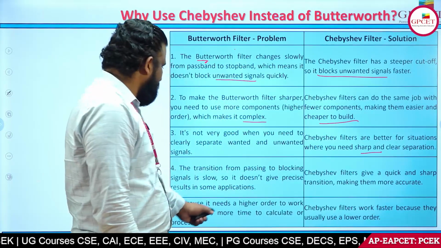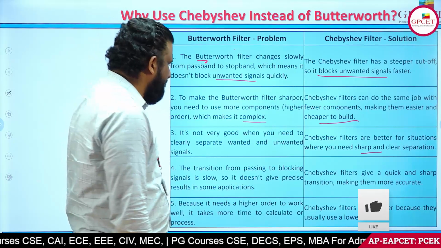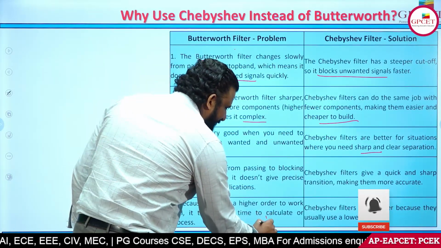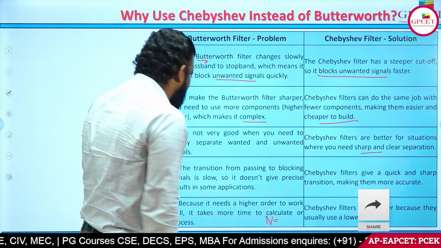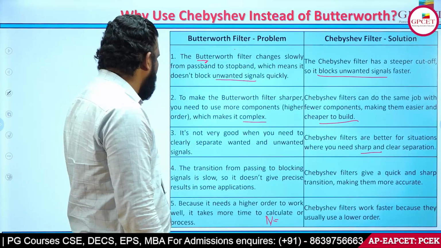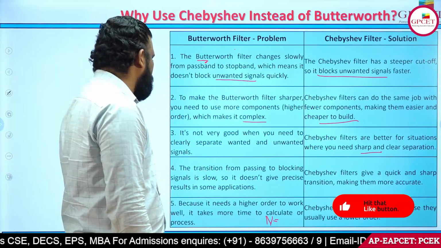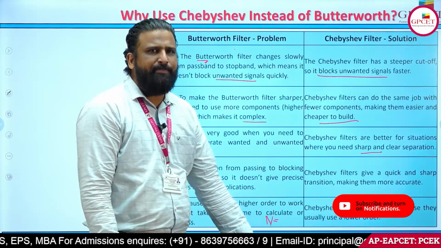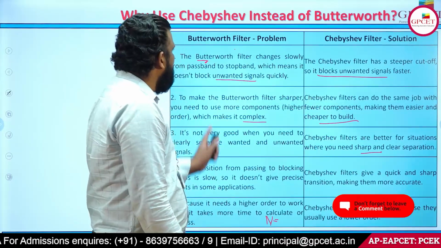Finally, because it needs a higher order, the order that is, we know the value we are taking, capital N is equal to. So what happens here? It needs a higher order to work well. It takes more time to calculate or process. A lengthy process will happen in this particular Butterworth filter.